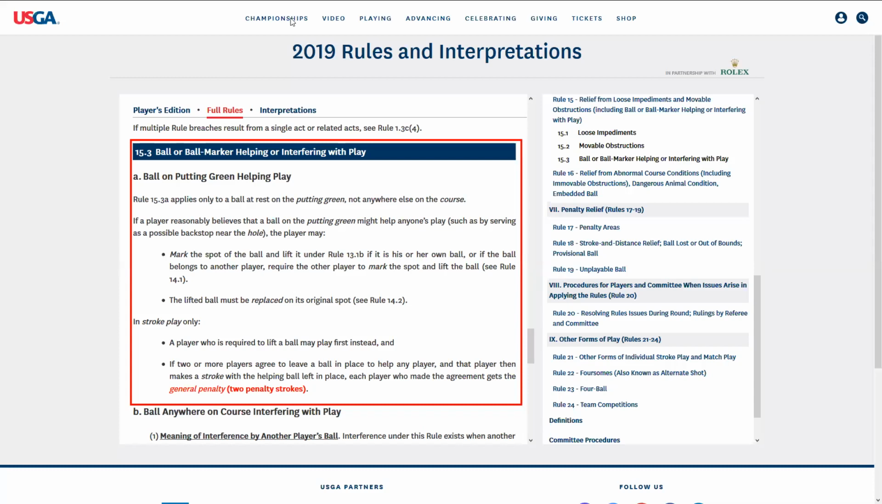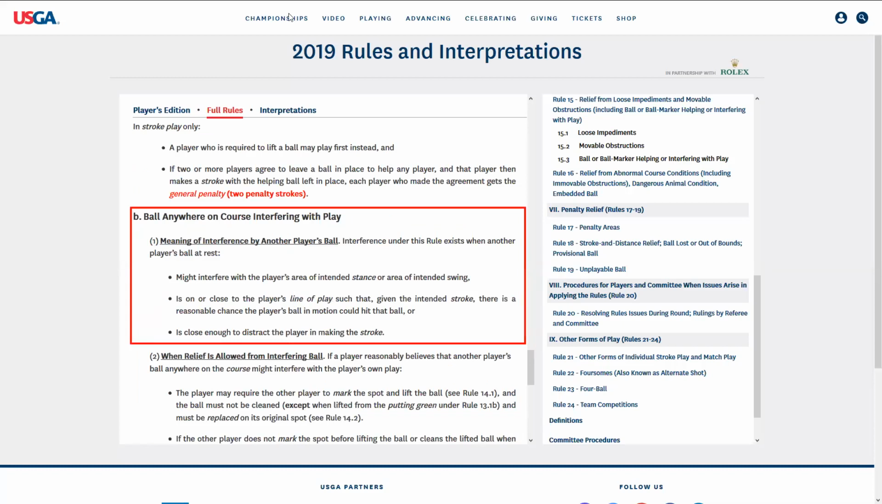15.3b, ball played anywhere on course, interfering with play. Meaning of interference by another player's ball. Interference under this rule exists when another player's ball at rest might interfere with the player's area of intended stance or swing. It doesn't say that it does, it says it might.